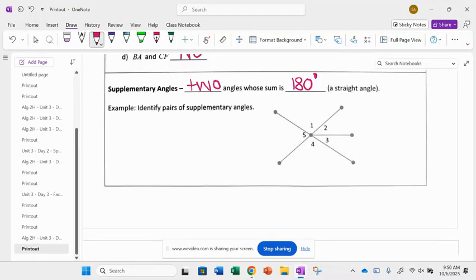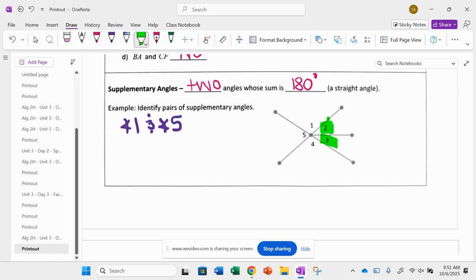All right, so identify pairs of supplementary angles. Let's start off a little bit simpler. Here, I'm going to look for ones that are supplementary. I'm going to say angle 1 and what? 5. Perfect. Angle 1 and 5, because they make this purple straight angle right here. Does everybody see this? They have the same vertex. They make that angle.